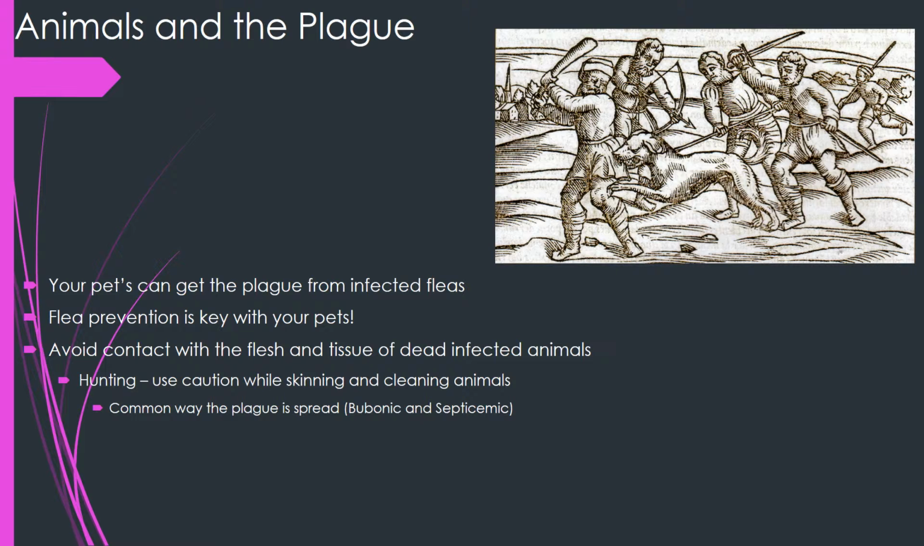Another way to contract the plague would be coming into contact with the flesh and tissue of dead infected animals. You and I are probably not going to go out and play with dead infected animals, but dogs and cats love to play with that stuff. So it's very important that you keep them away from that. And another way that this is spread is if you're into hunting and you're skinning and cleaning animals. If that animal is infected, it's a very common way to pick up the bubonic or septicemic plague.